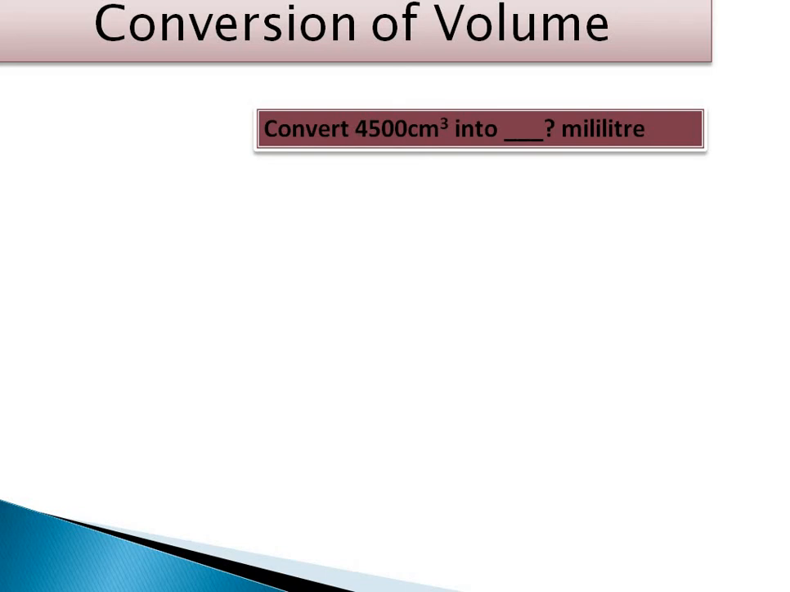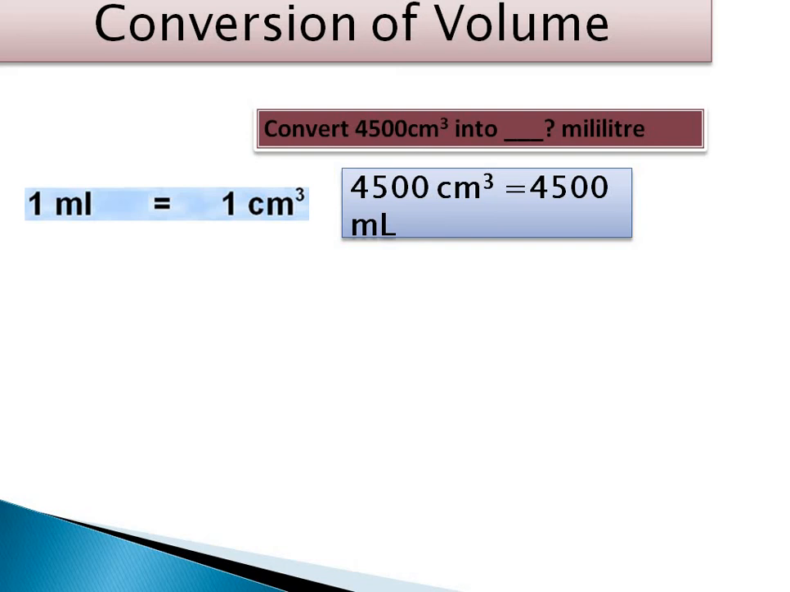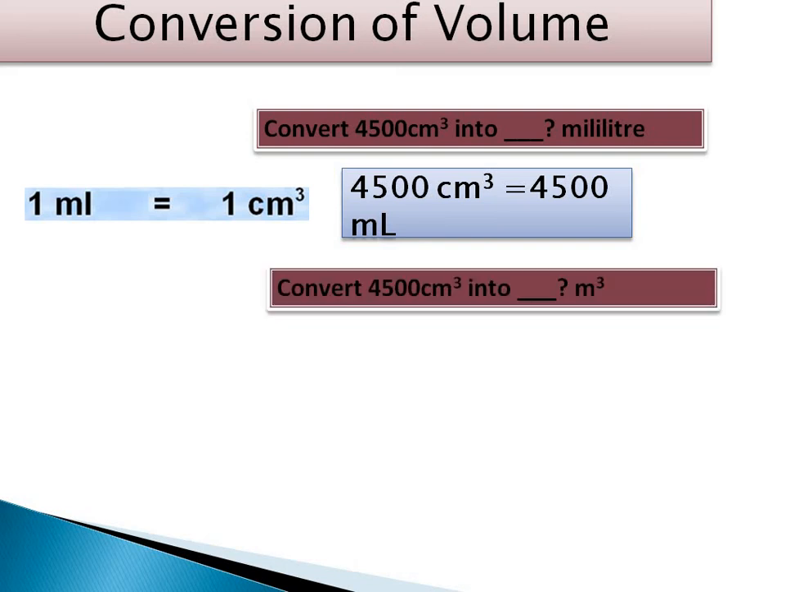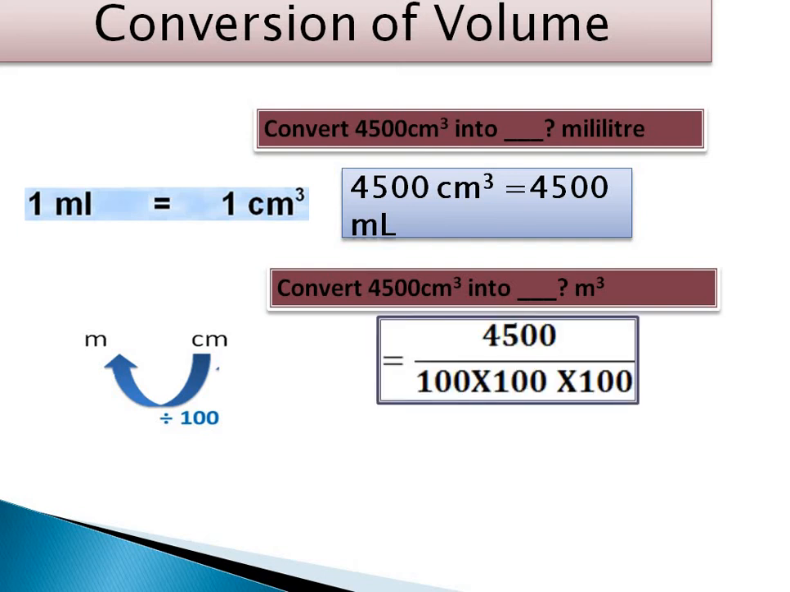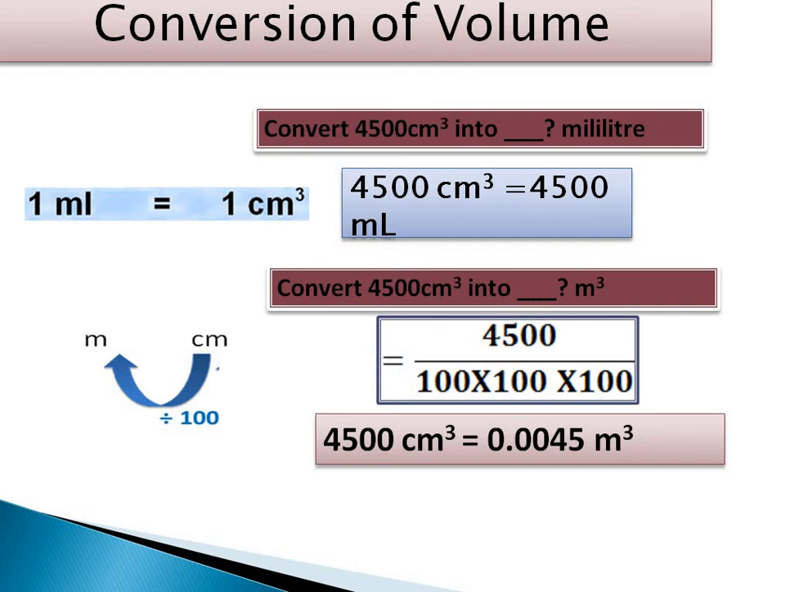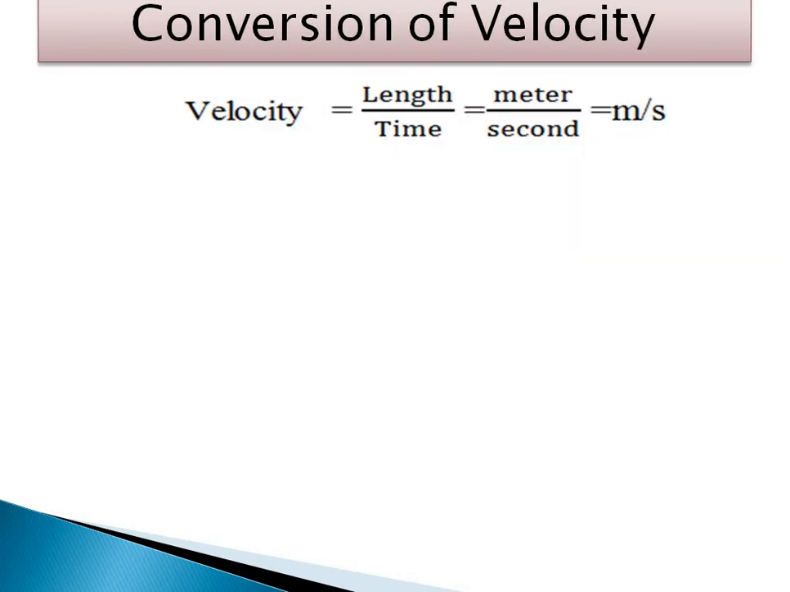Now if I want to convert it into milliliter, then 1 milliliter is equal to 1 centimeter cube. So 4500 centimeter cube is equal to 4500 ml. Now 4500 centimeter cube, I wanted to convert it into meter cube. Then again we know that centimeter is converted into meter by dividing by 100. So like previously we have done for the area, for volume here it is meter cube. So 1 by 100 meter into 1 by 100 meter into 1 by 100 meter is nothing but equal to 0.0045 meter cube as a volume.